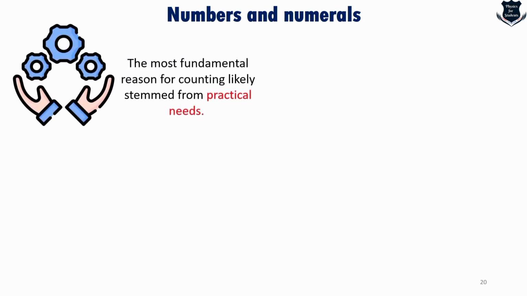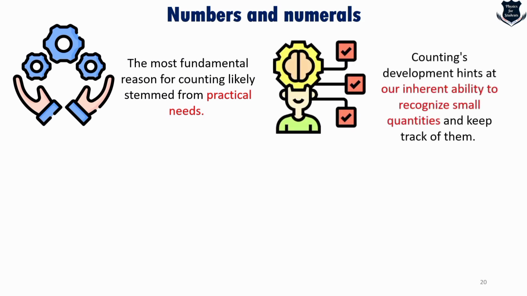Now, what we actually get from this mythical symbolism and understanding is that the most fundamental reason for counting likely stemmed from practical needs. Keeping track of possessions, days, cycles, seasons and calendars would have been crucial for early humans. Also, you see the cognitive ability that counting developed, our inherent ability to recognize things. So the basic ability then evolved into more complex systems.